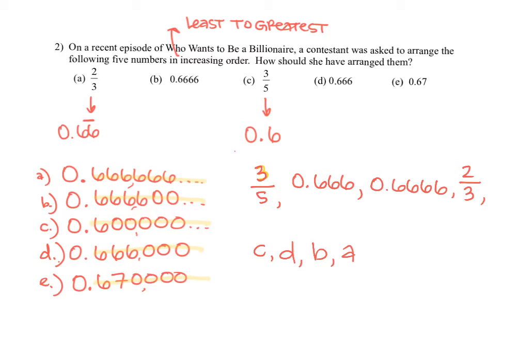0.67, that one is bigger because that second place, the hundredths place there, is a 7 instead of a 6. So this would be 0.67 as my largest value.